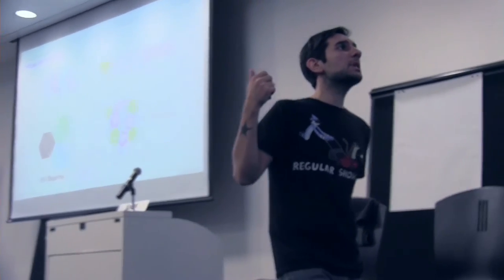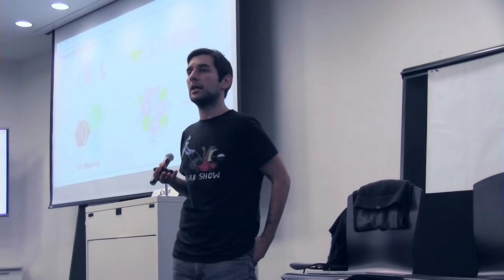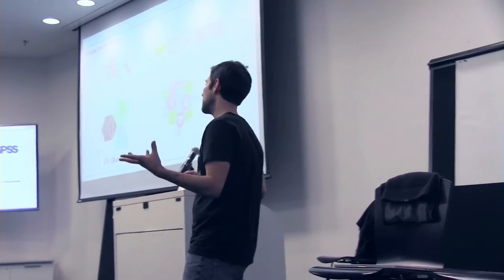And again, the reason we want to improve Spark is because we actually use it in our products. So Spark is under the hood in SPSS. It's also under the hood in Big Insights. We use it on Bluemix, and we use it in Watson Health. So if Spark gets better, IBM's products get better. So that's really how they're trying to monetize this investment in Spark.